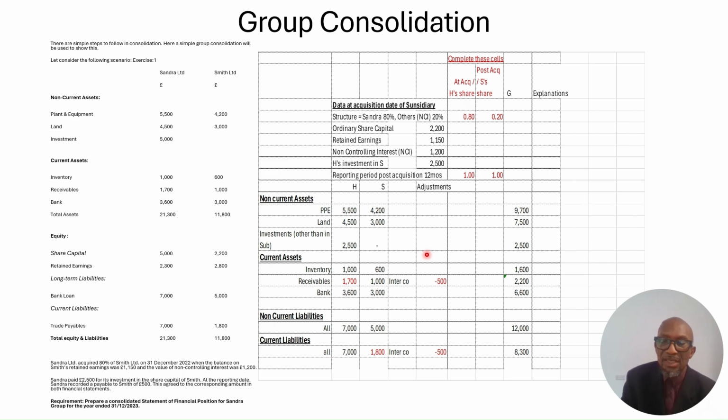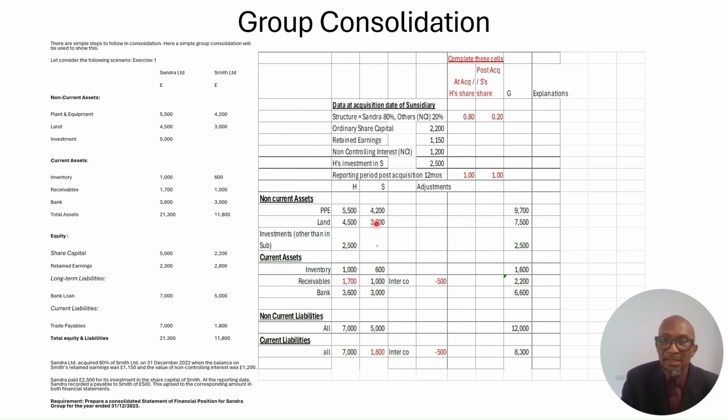Now, to get a quick mark in any exam, group consolidation, you need to look out for this section. Non-current assets, current assets, non-current liabilities, current liabilities are all added together and put straight to the consolidation column. But the exception is when there are intercompany balances.